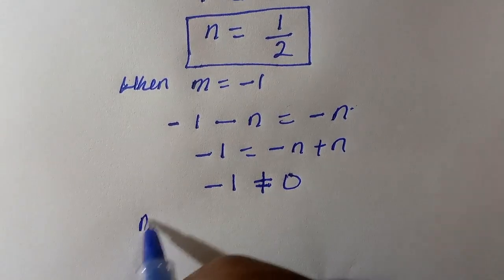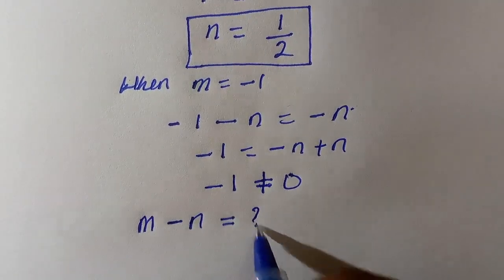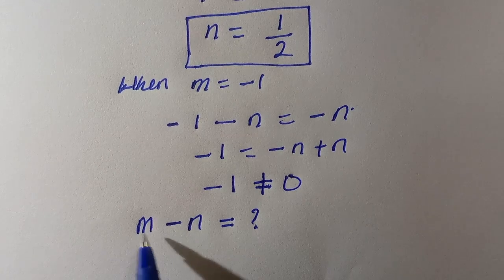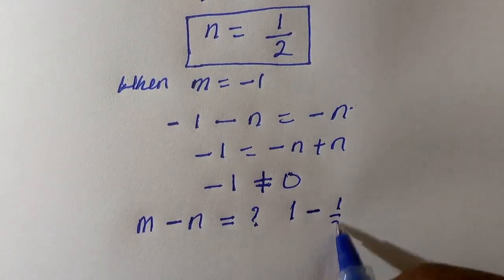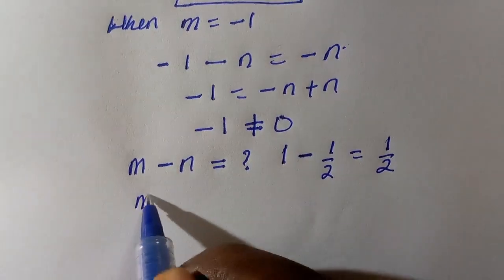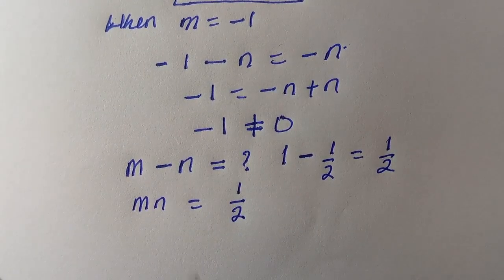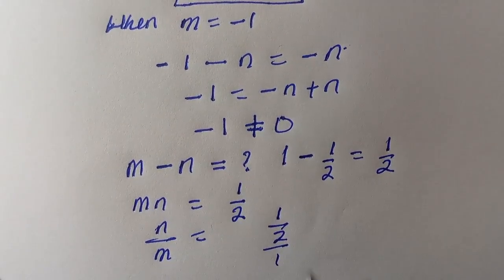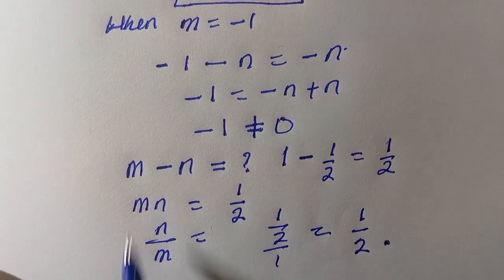From the equation we have m minus n, and here we have m and minus n, as m equals 1 and n equals 1 over 2, which means the whole of this is 1 over 2. And again, we have mn, which is also 1 divided by 2. And finally, we have n divided by m. So n is 1 over 2 and m is 1. And everything is also 1 divided by 2, which means these two values satisfy this.